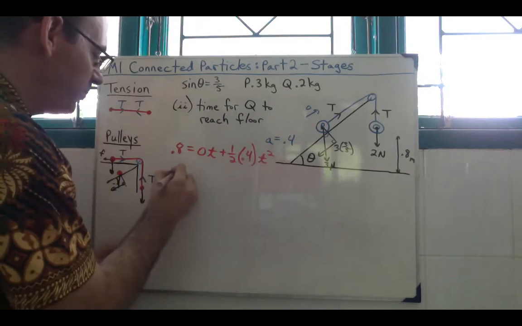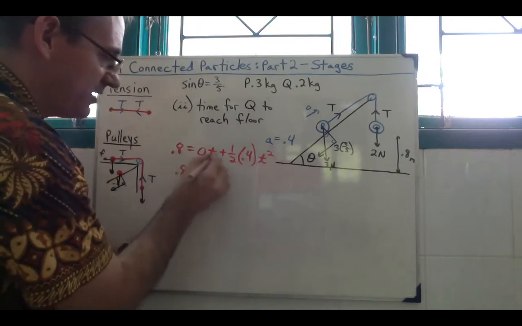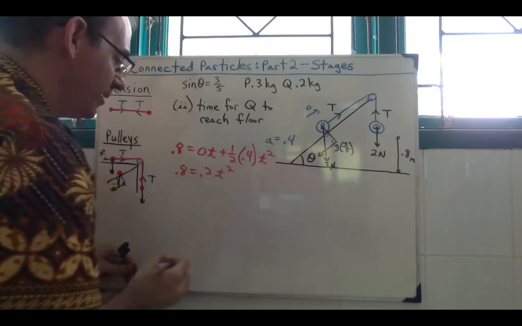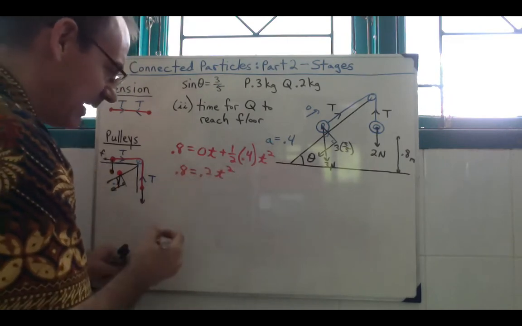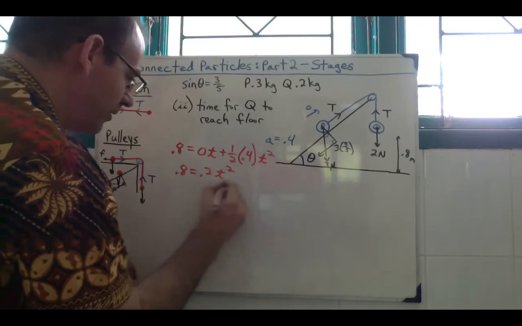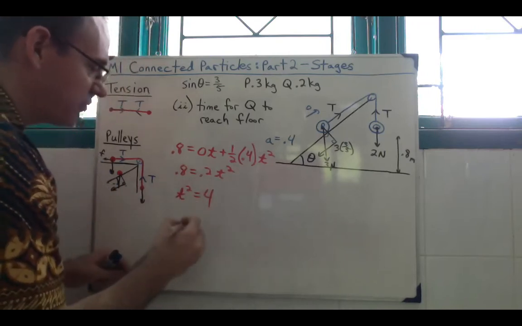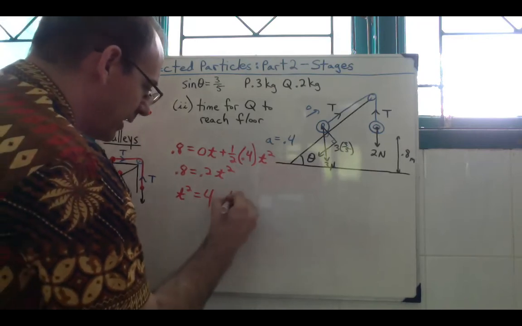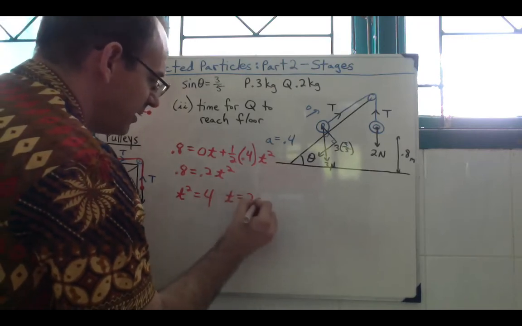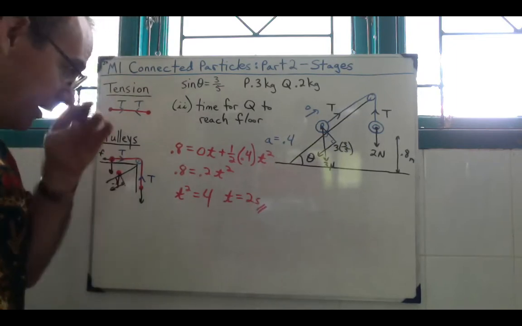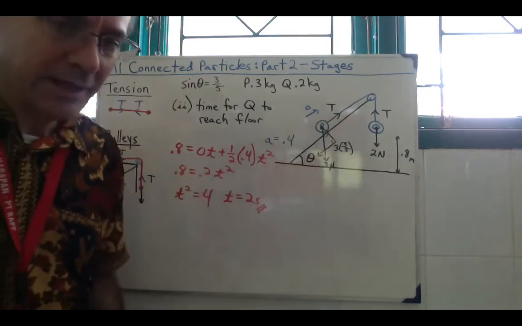So that gives us 0.8 equals... half of 0.4 is 0.2 t squared. So when you divide 0.8 by 0.2, we get 4. t squared equals 4. And when we square root, we obviously just want the positive time. So t equals 2 seconds is the amount of time that it takes for Q to hit the floor.